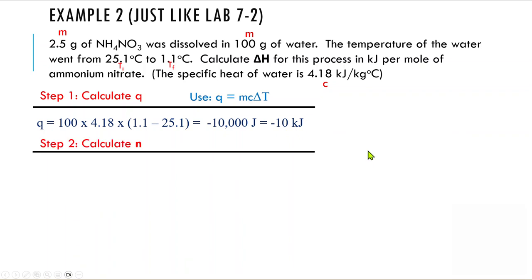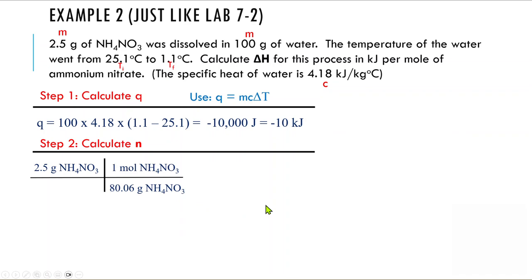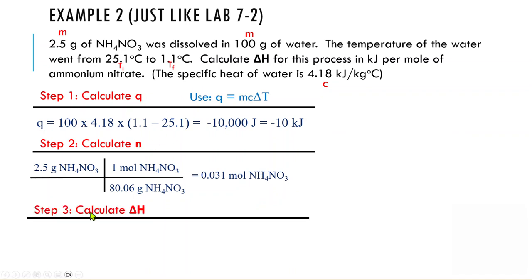Now that we have Q, we need N. Remember, N is always moles, but we're given a mass of this salt. So to convert from mass to moles, we need to use the molar mass conversion factor. We're starting with 2.5 grams. I need one step in my fence to do it. The molar mass of ammonium nitrate goes down below. 80.06 is the mass of 2 atoms of nitrogen, 4 atoms of hydrogen, and 3 atoms of oxygen, or at least 1 mole of each of those. So I calculate 0.031 moles.